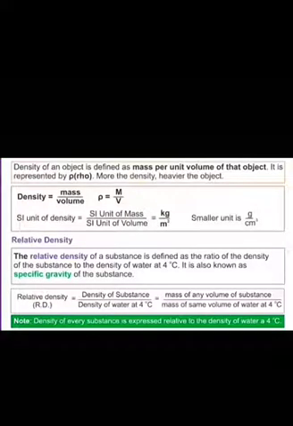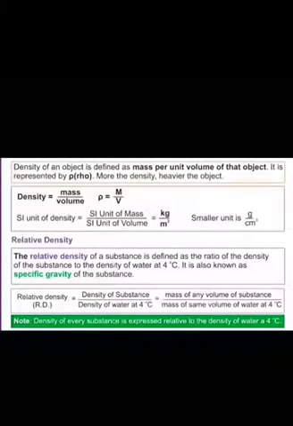Here we need to memorize the density of water. The density of water is 1 gram per centimeter cube, and if you want to convert this in SI unit, that is kg per meter cube, simply multiply by 1000. So you will get 1000 kg per meter cube. That's density. We studied that if density is less, the body will float. If density is more, the body will sink.